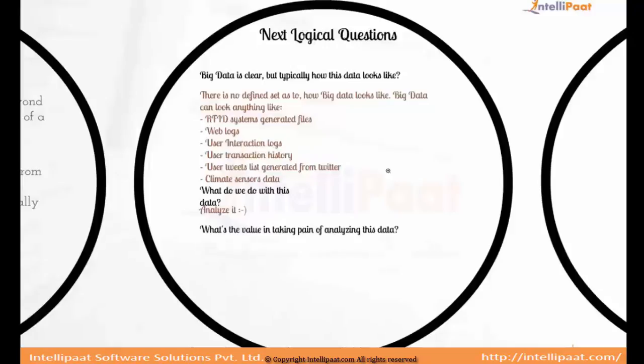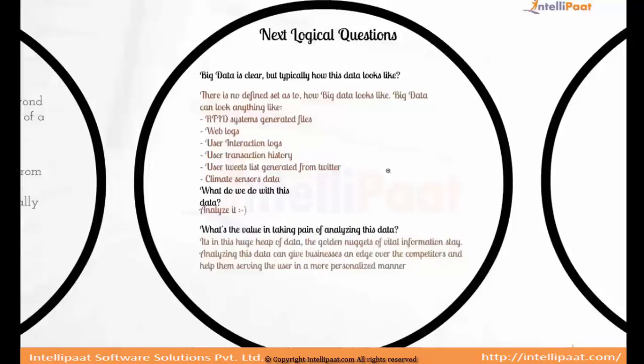Well, it's in this huge heap of data that the golden nuggets of vital information stay. Analyzing this data would give your business an edge over competition. Now let's look at Amazon. To a lot of us, Amazon is an e-commerce website. But if you really see, what they do is they analyze your browsing history to perfection. You search for an Xbox game, Amazon would already have this recommendation engine and machine learning techniques behind, which will figure out that, okay, you are a gamer, and then all the recommendations are around gaming.